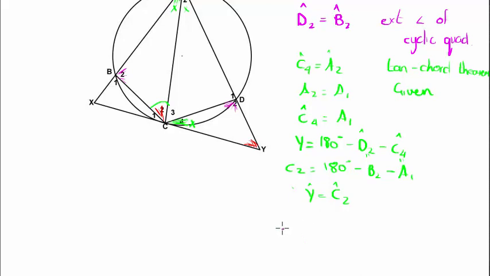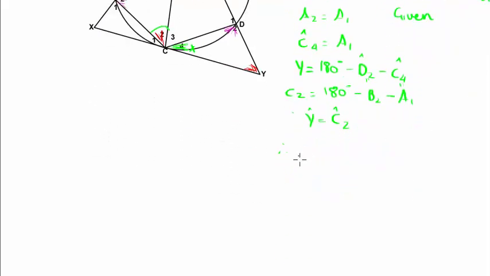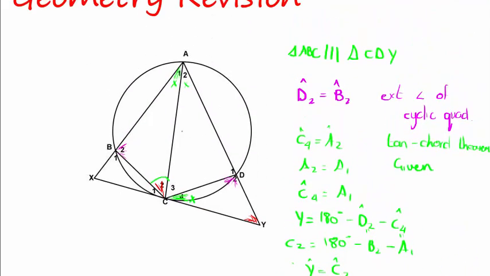Okay, so here, and eventually you say, therefore, you get a mark for this, therefore, triangle ABC is similar to triangle CDY. And remember, it must be in the same order, and then just say angle, angle, angle. You have to say angle, angle, angle. Okay.